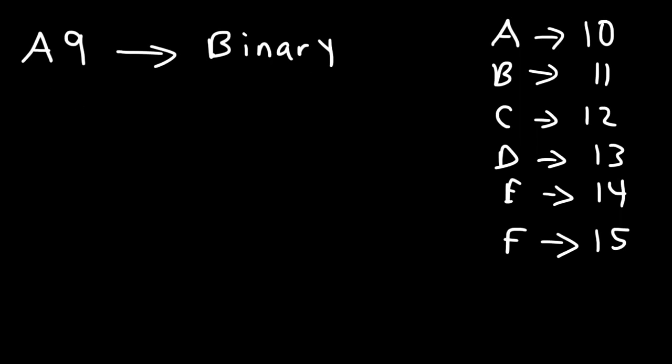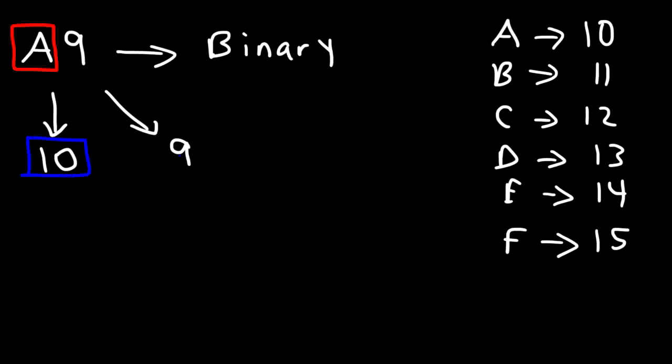So we could replace A with 10. Now, each number and letter in the hexadecimal system can be represented by a binary number in groups of 4. So A corresponds to 10, and we have a 9. Now, how can we convert each of these into a binary number?